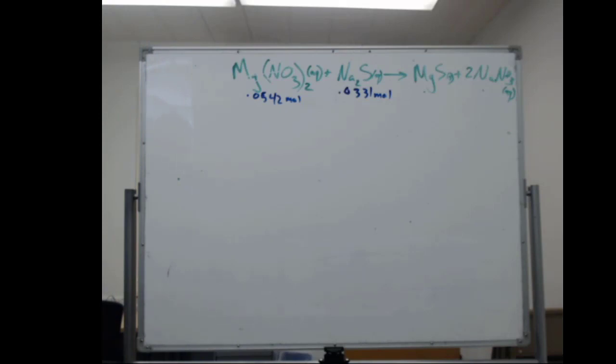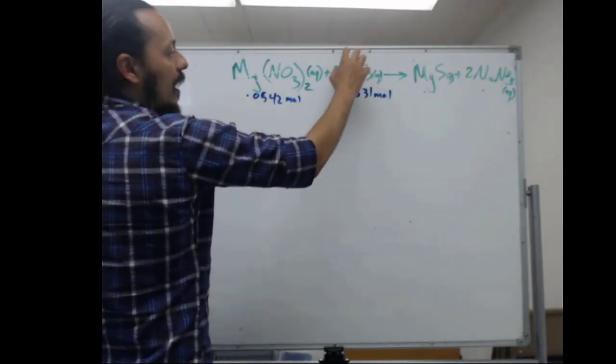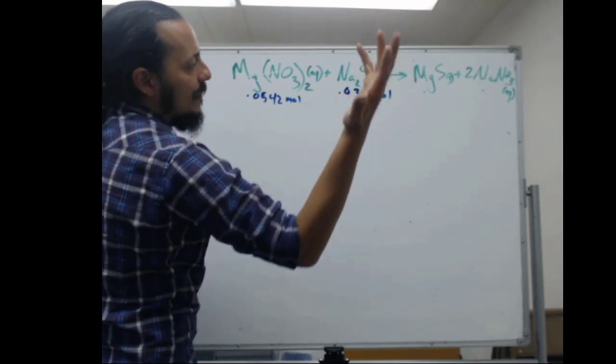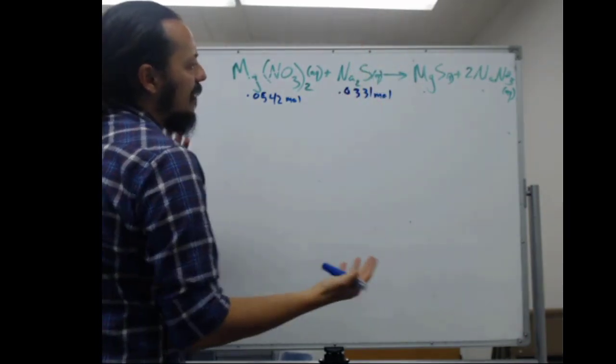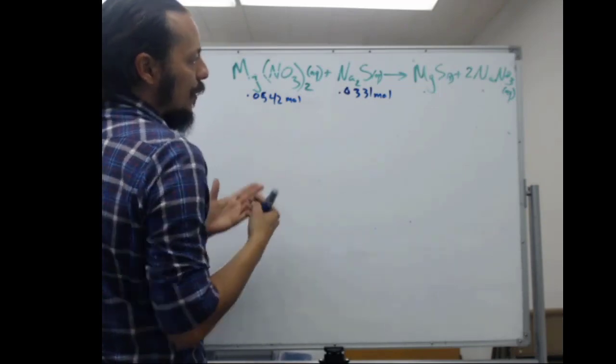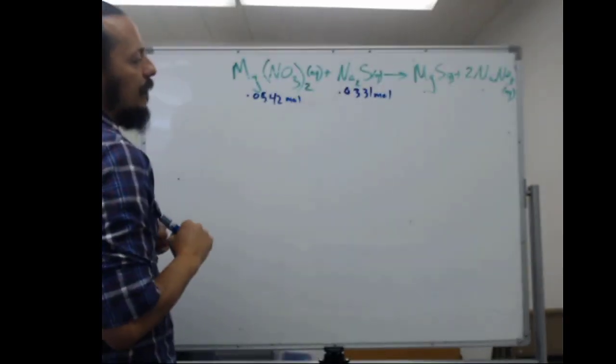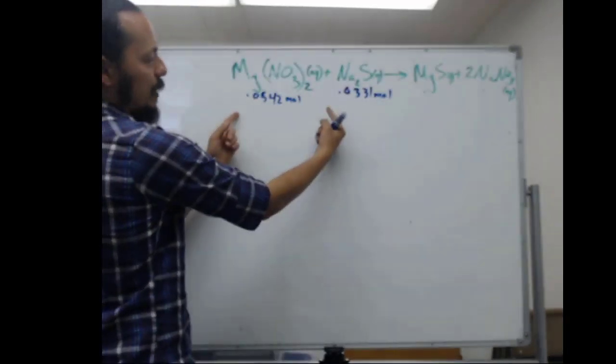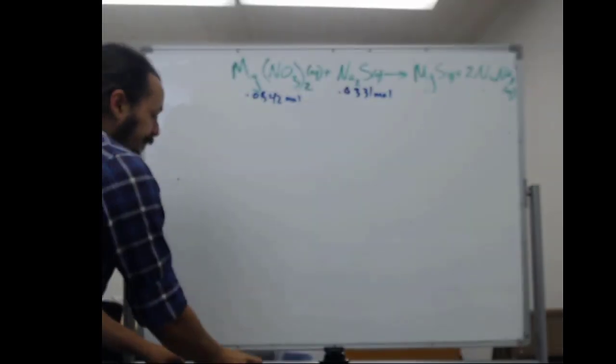For these situations where we've got a 1-to-1 mole ratio, it's going to be the smaller number. Typically, and we'll see this in the next example, we have to do a little bit more logical thinking to figure out which one's going to run out first. But with a 1-to-1 ratio, the smaller one's going to run out first.